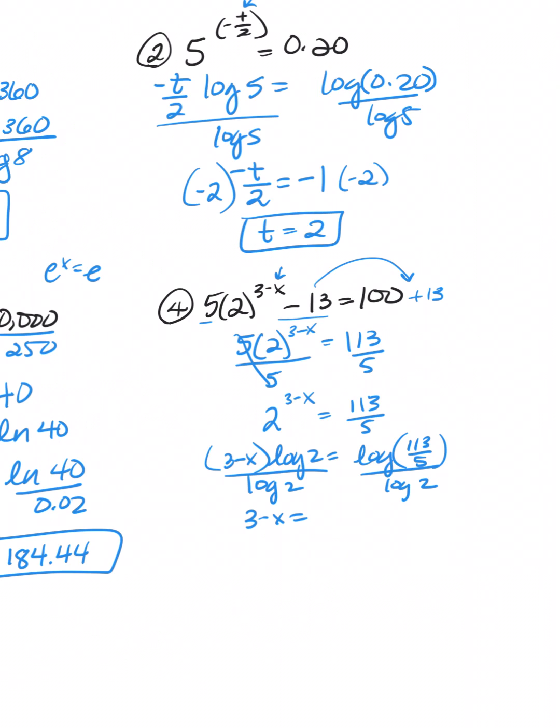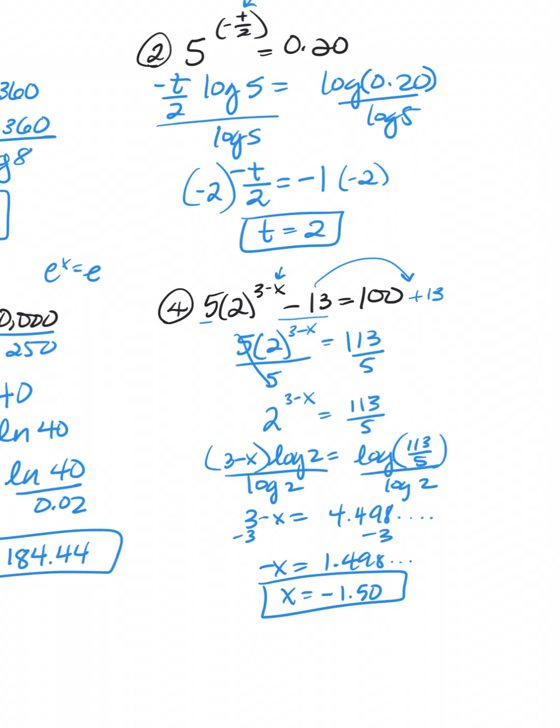And I have some decimal, it's like 4.498, on and on. Leave all those decimals in there for now. Now I'm going to subtract 3. So negative x equals 1.498 something. So to make x positive, it's going to be negative 1.50 when I round it. All right, that's my answer.